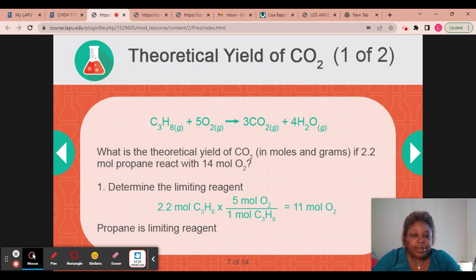All right, but I do want to get to an example of theoretical yield. It says, what is the theoretical yield of CO2 in moles and grams if 2.2 moles of propane react with 14 moles of O2? So in order to determine the theoretical yield, you must first determine the limiting reactant. And so, just like we did before, we're going to start with 2.2 moles of propane. Propane is C3H8, okay? And you want to convert that to moles of O2.